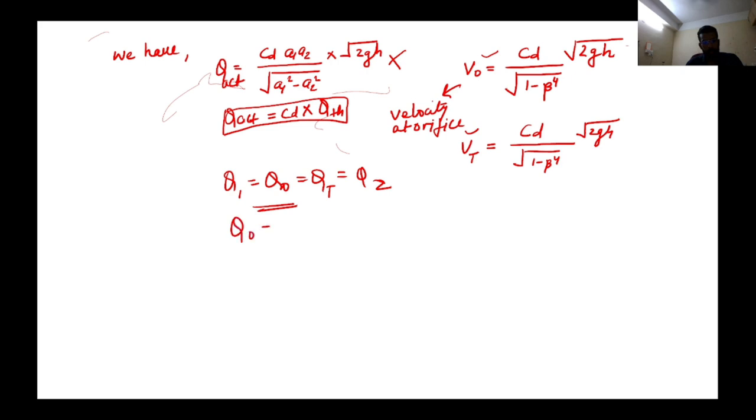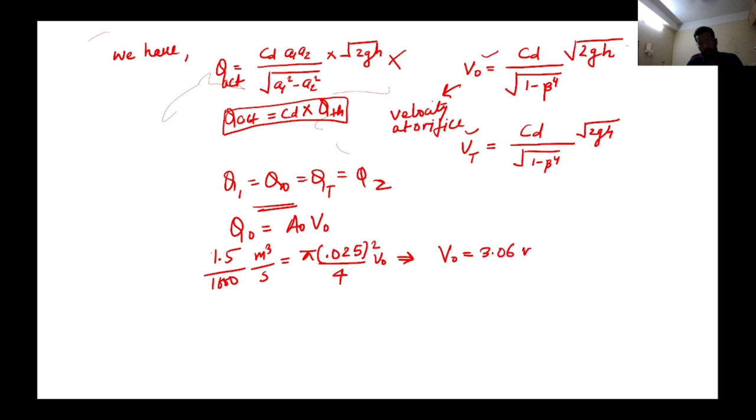So Q naught is equal to A naught V naught, and we have Q, that is 1.5 divided by 1000 meter cube per second, is equal to pi into 0.025 square by 4 into V naught. On solving this equation, we will get V naught is equal to 3.06 meter per second. Put this value here.